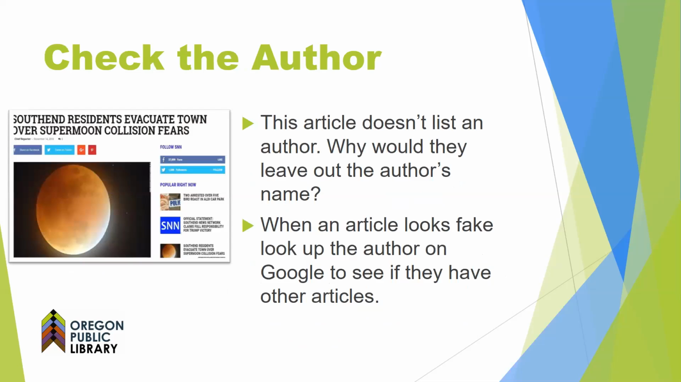Next up, we have check the author. So this article, South End residents evacuate town over supermoon collision fears. And there is no author. So if we just take a moment and think about, why would an author not want to put their name to this article? And that's simply because it's not true.